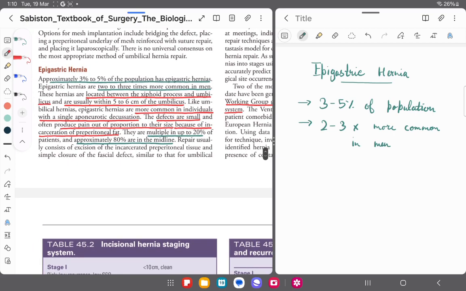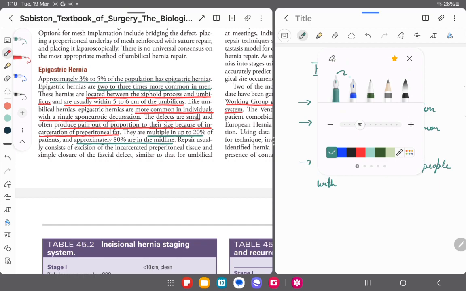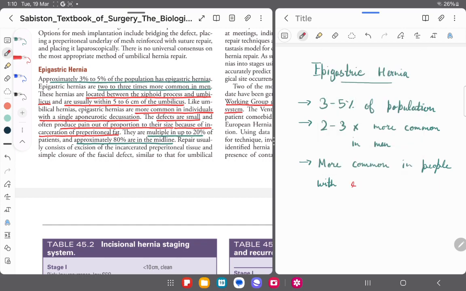And like umbilical hernias, epigastric hernias are more common in individuals with a single aponeurotic decussation. So umbilical hernia and even epigastric hernia is more common in people with single aponeurotic decussation.